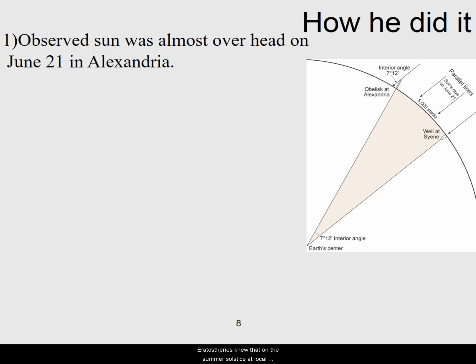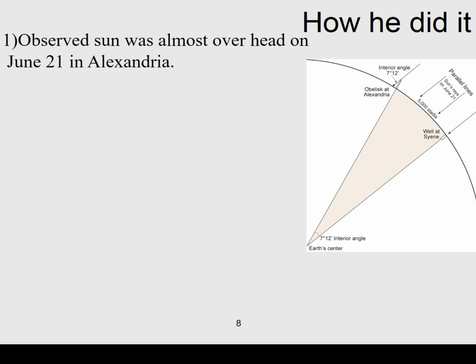So Eratosthenes knew that on the summer solstice at local noon on the Tropic of Cancer, which is a line of latitude, which we'll talk about, the sun would appear at the zenith, so directly overhead. So he observed the sun was almost overhead on June 21st in Alexandria. So our textbook shows us Alexandria located right here. And we can see that the arc shape of this image represents the Earth's surface.